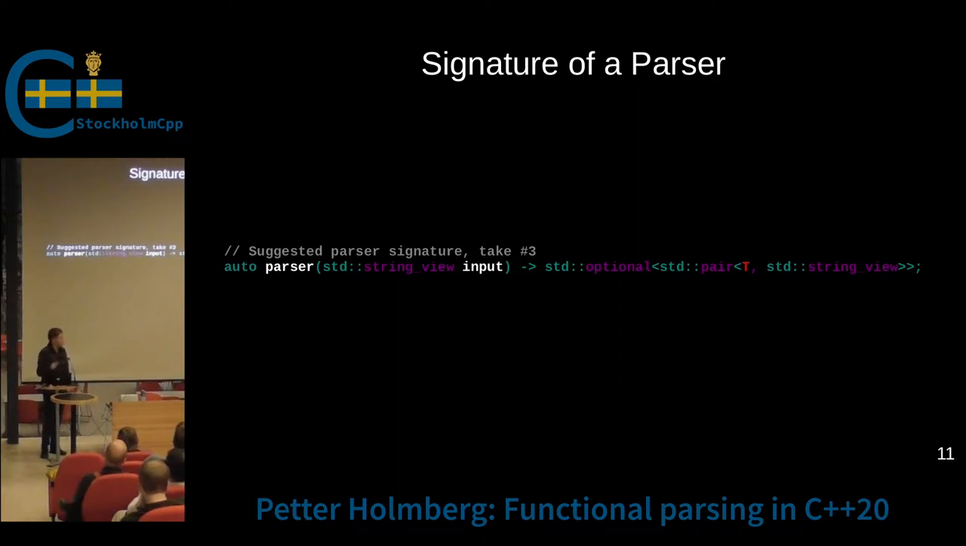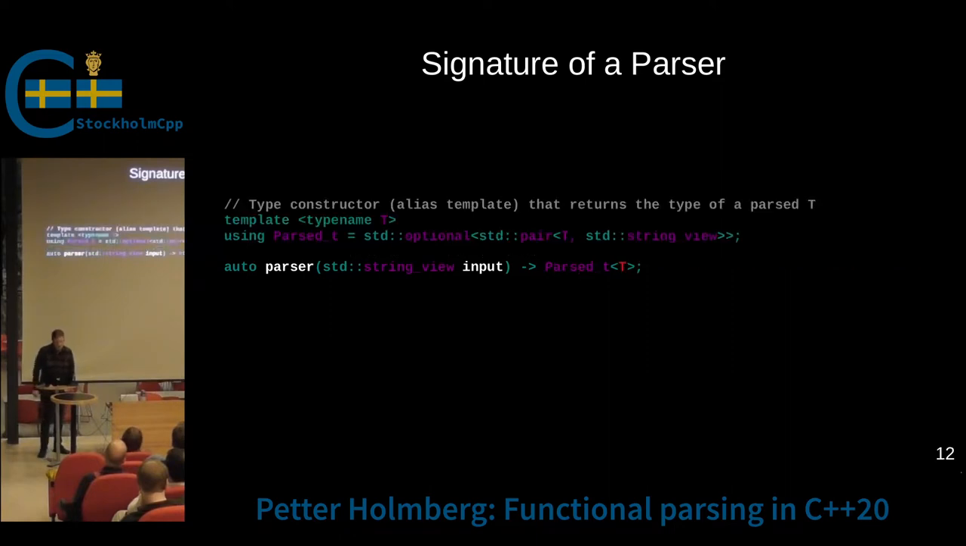There's just one thing I don't really like here, and it's the very long return type. And the only thing that varies is the type of the thing, right? So we can make it a little bit shorter with an alias. If we define an alias template, which I call parse_t, t for type, it's a little easier to read. And note that, of course, it's just an alias. It's not a new type or anything. It's just a different name for the same type.